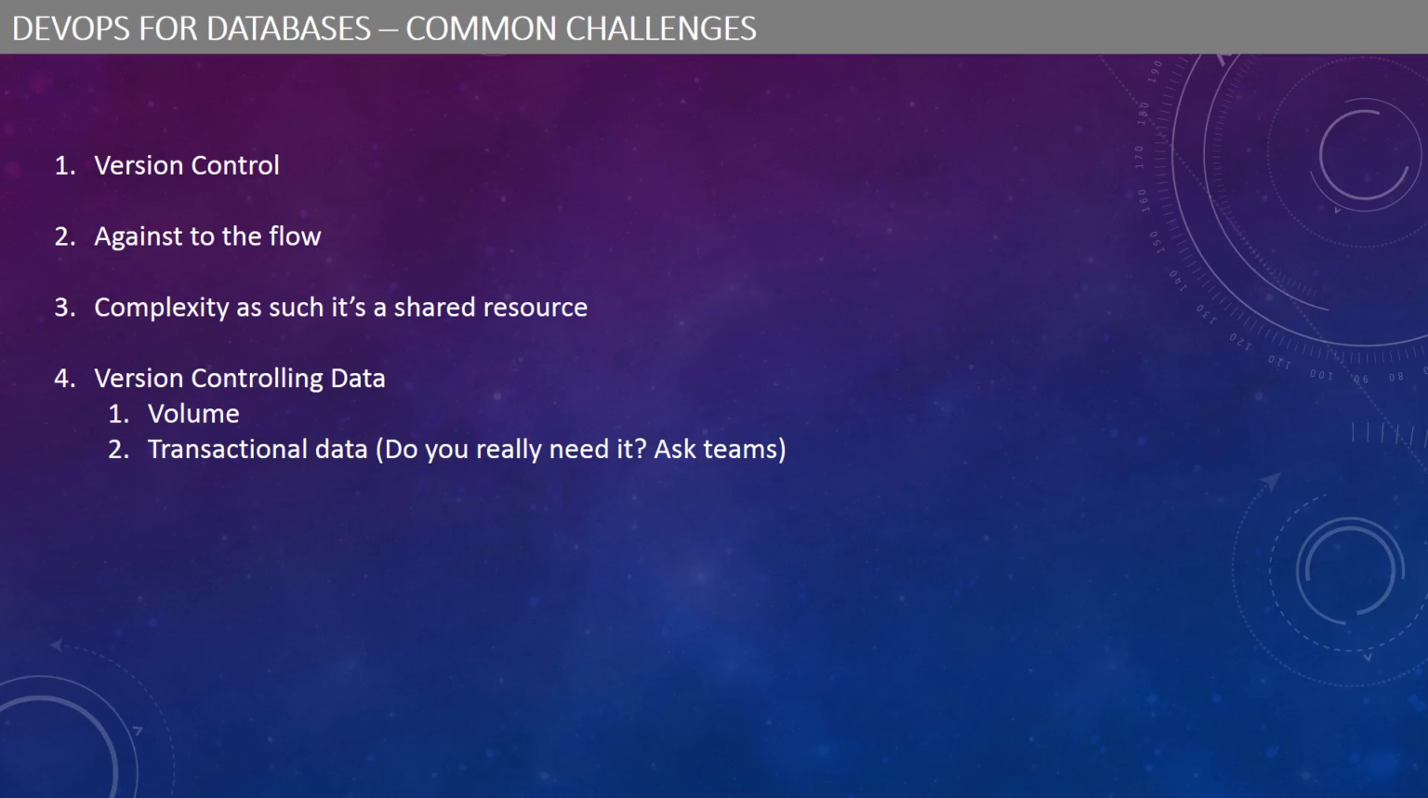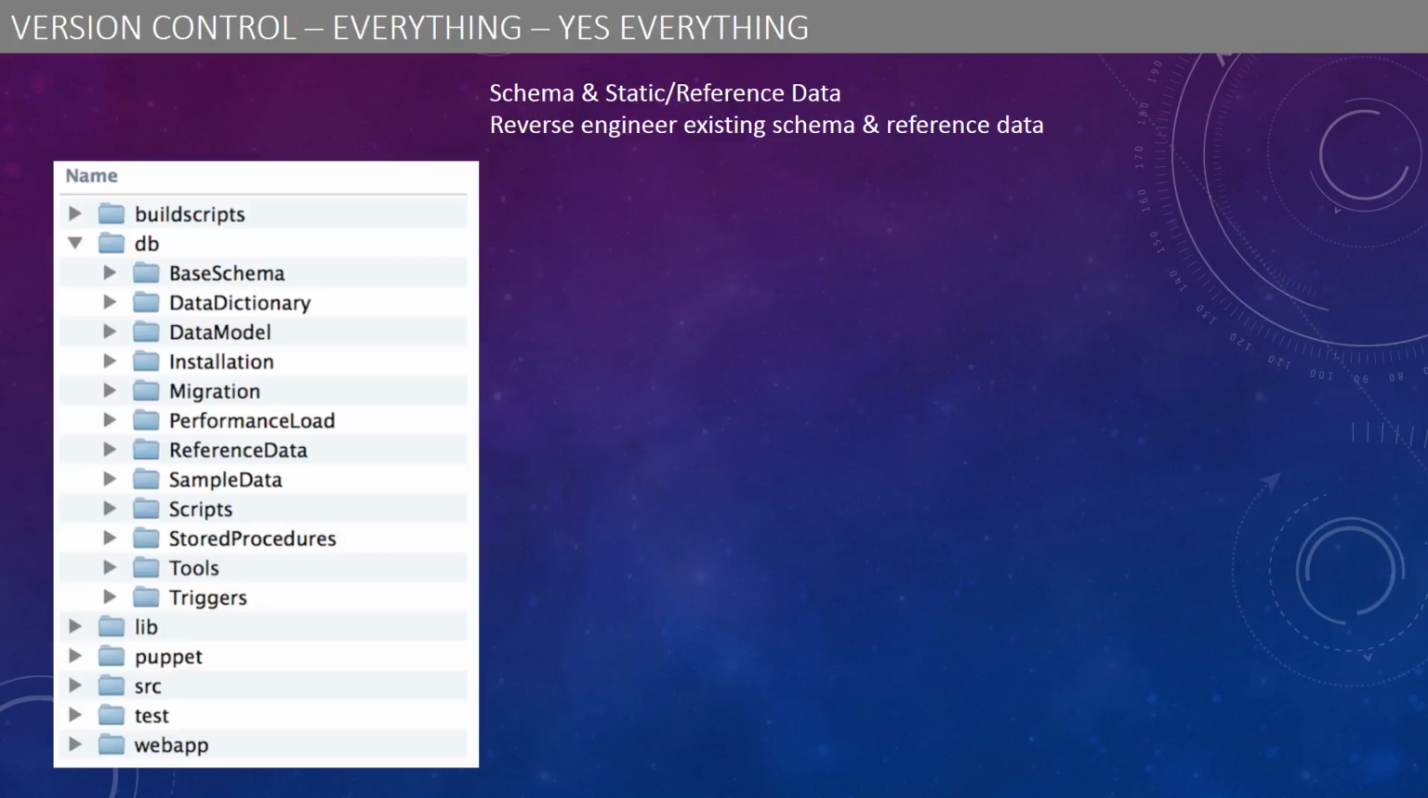Version control is one thing. It's against the flow. Complexity as such, it's a shared resource. Then version controlling your data, because of the volume and the transactional data. But when you want to do the transactional data, really ask your teams, do they need the transactional data or is just configuration data fine? That way we can segregate and easily manipulate that.